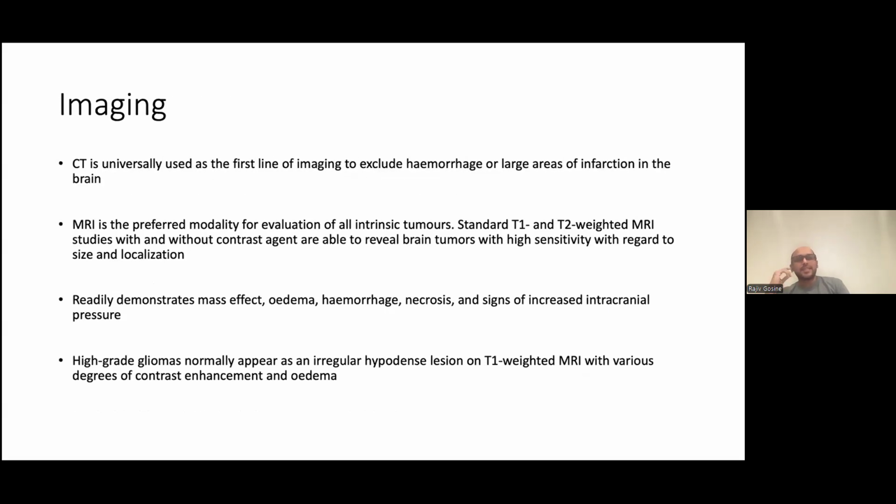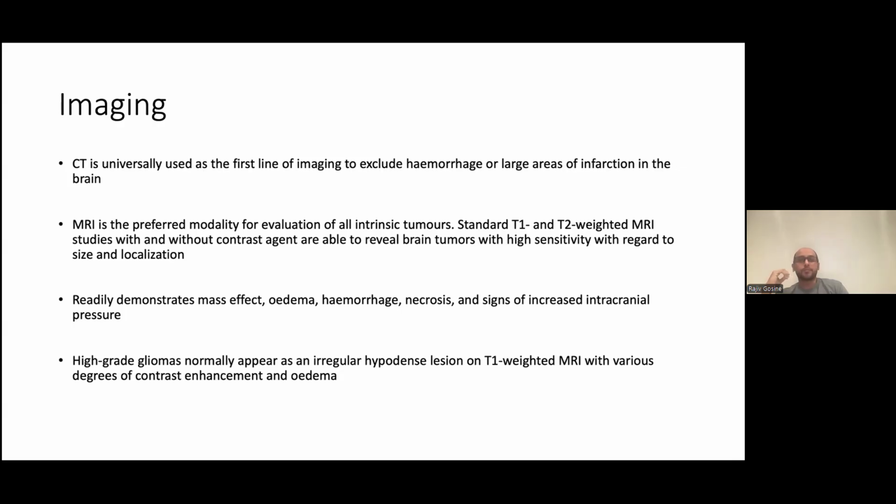Now, in terms of imaging, CT is universally used as a first-line imaging to exclude a hemorrhage or a larger infarction, or if we're assessing anybody for neurologic deficit. MRI is obviously the preferred modality for evaluation of all intrinsic tumors. Standard T1 and T2 weighted MRI studies with or without contrast agents will reveal brain tumors with a high sensitivity with regard to size and localization. MRI will readily demonstrate mass effect, edema, hemorrhage, necrosis, and signs of increased intracranial pressure.